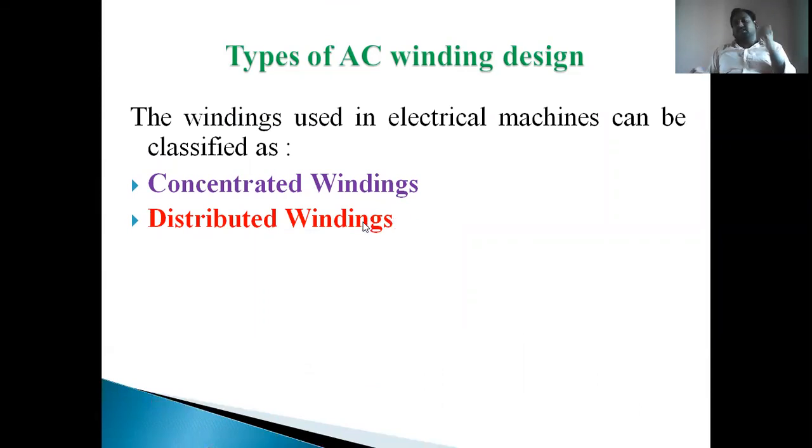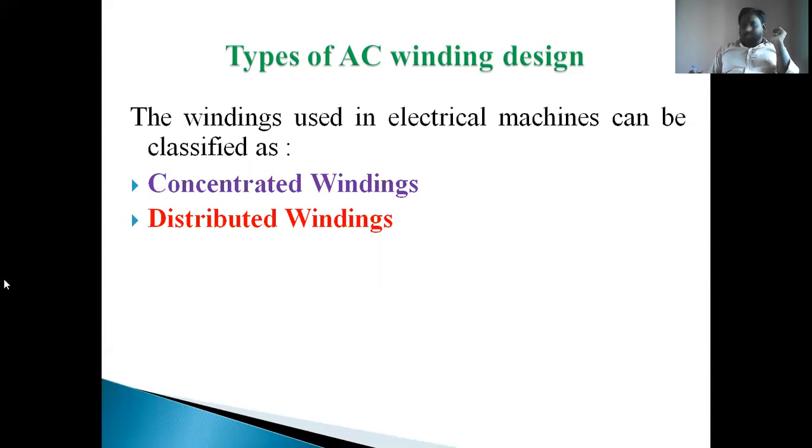What is concentrated winding? See here, simply in one step we will understand these 2 windings. For example, the machine is having 2 poles, the number of armature slots is 12, and for a 3 phase machine, the number of phases is 3. Try to understand. So for a 2 pole machine, the number of slots is as follows: for one pole, 6 slots.